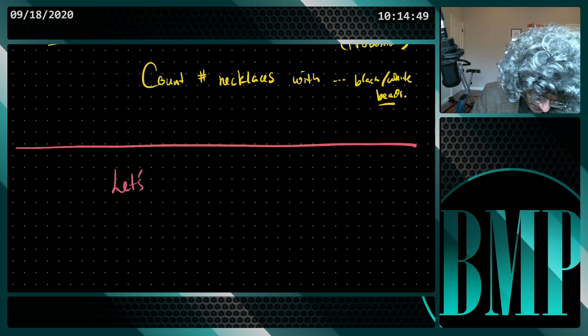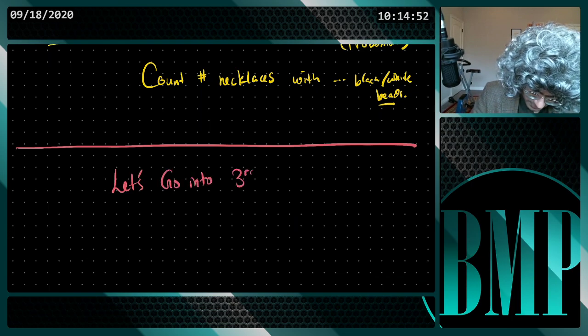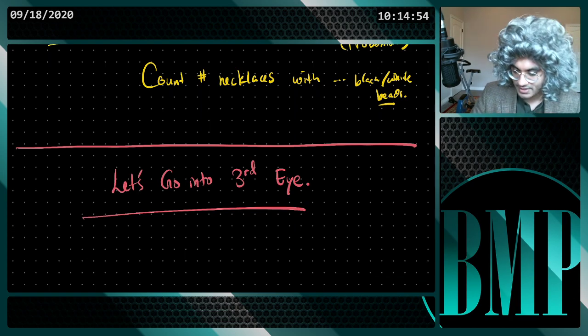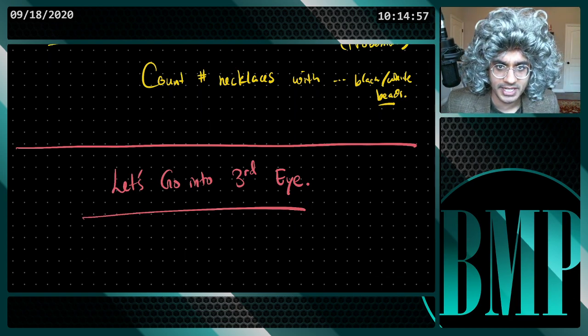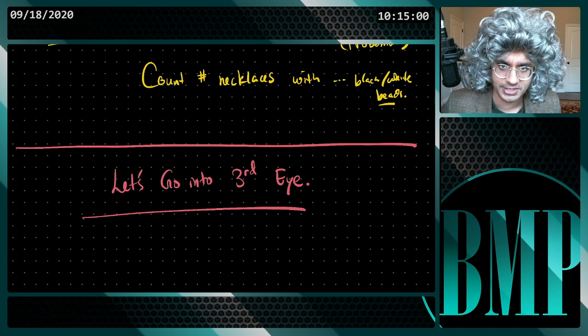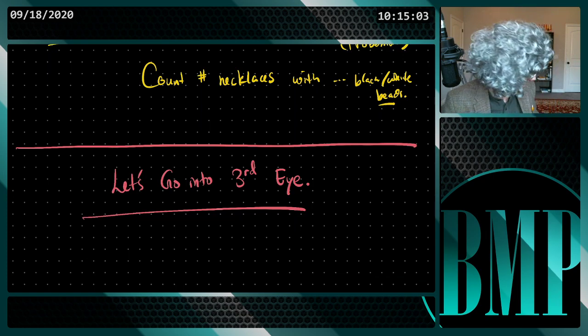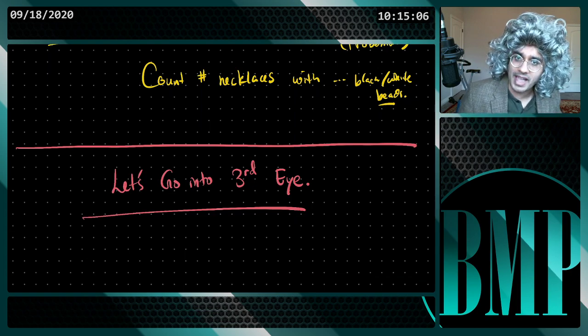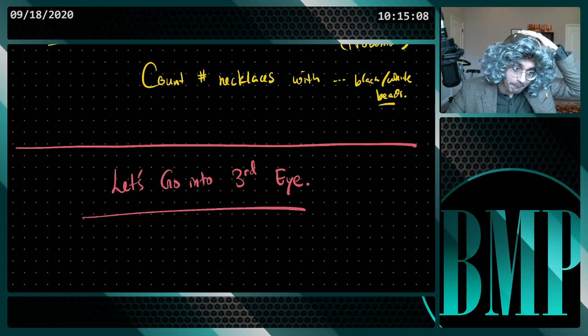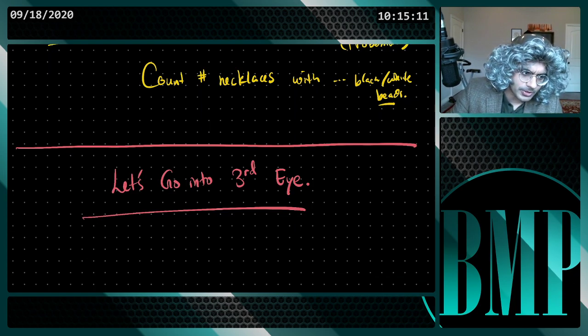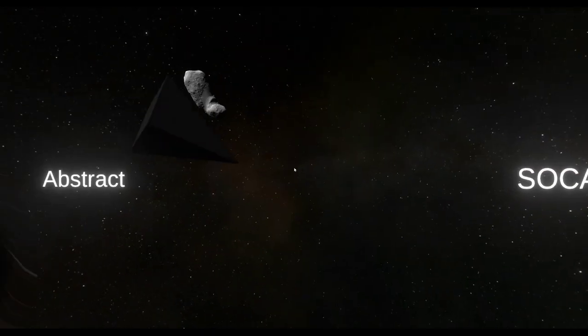Let's go into the third eye. All right, let's go, just for fun. Let's go check out the tetrahedron group, the group of rotational symmetries of a tetrahedron, and let's just talk about it. I'm going to talk about it in the context of group actions. All right, here we go. All right, let's go check out some group actions, folks. All right, are we here? Yeah, we're here. Okay, let's go.